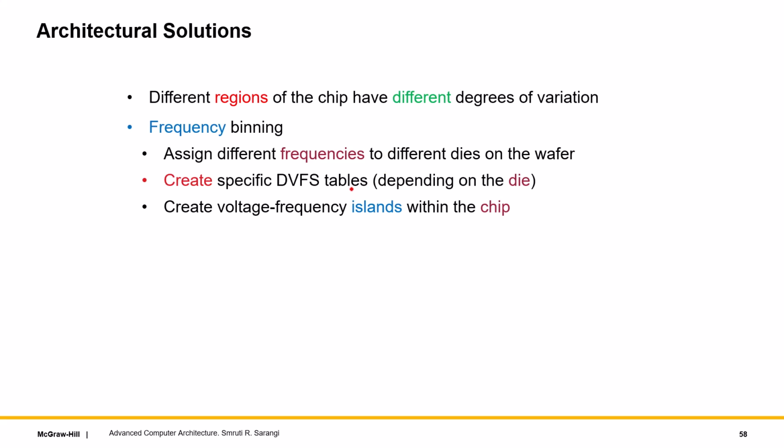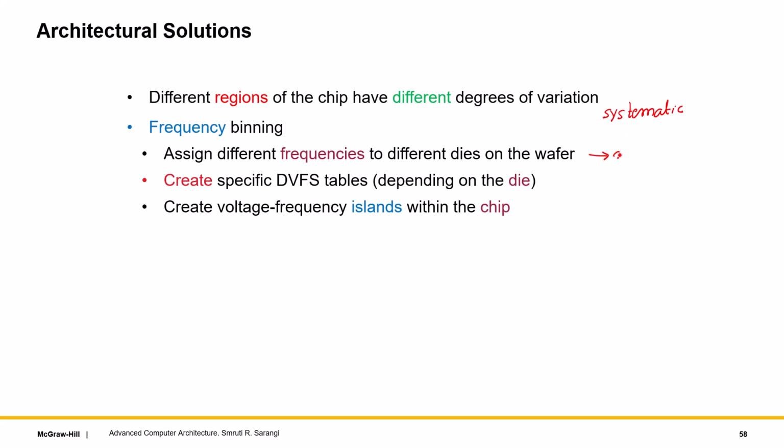Architectural solutions are no doubt possible. So different regions of the chip could have different degrees of variation. That of course goes without saying. So this would be the systematic component of variation. So what I can obviously do is frequency binning, which is that essentially, take a large wafer, cut it into dies, and see their maximum frequency.